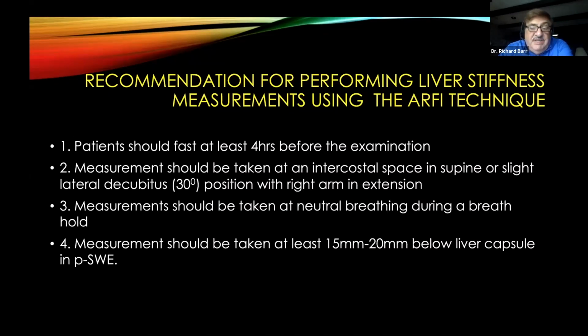The measurement should be taken at the intercostal space in the supine or slight lateral decubitus position with the right arm in extension. So the arm should be way above the head. And this is to open up the rib space so you have a better acoustical window, because we do use B-mode imaging to track the shear waves. The RF pulse generates the shear waves, but it's really our B-mode imaging that tracks and estimates the speed of the shear waves. So we must have a good B-mode image to get accurate shear wave speeds.